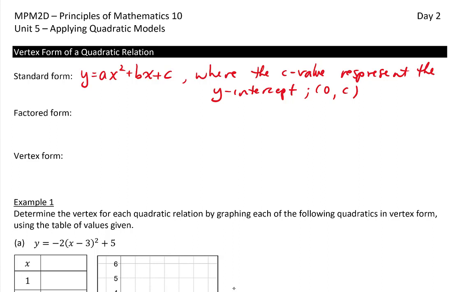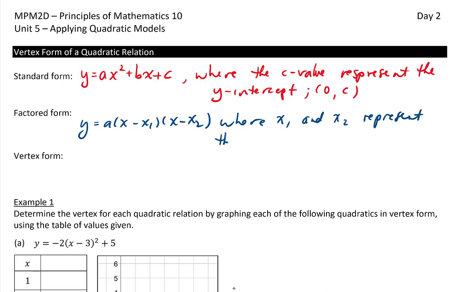We've also looked at factored form. So that's y equals a(x minus x1)(x minus x2), where x1 and x2 represent the zeros or x-intercepts.